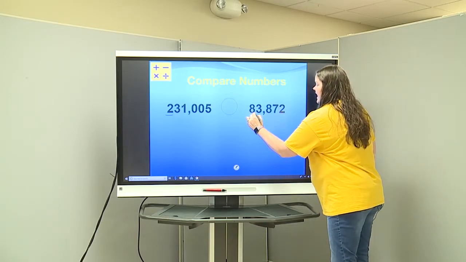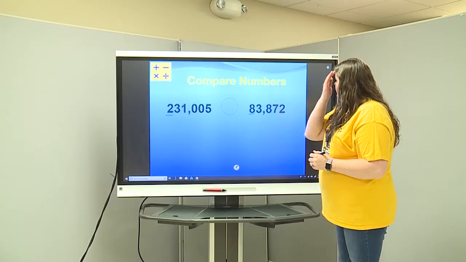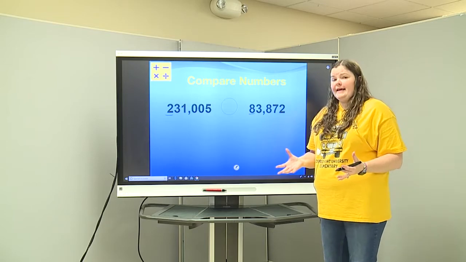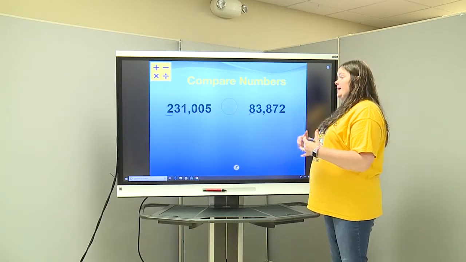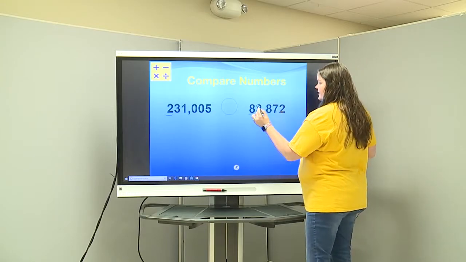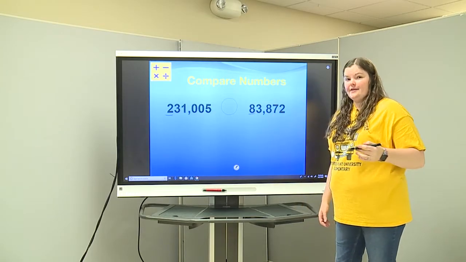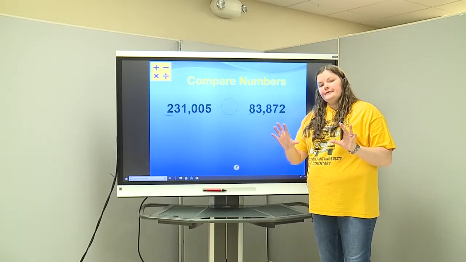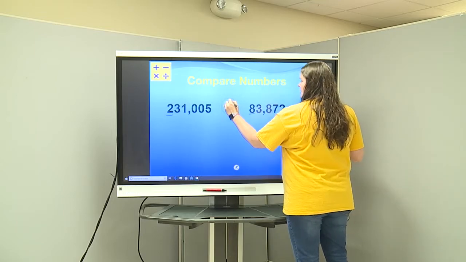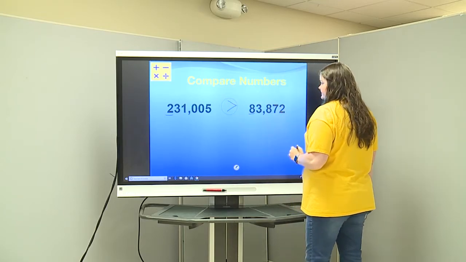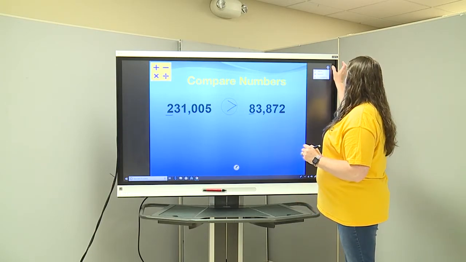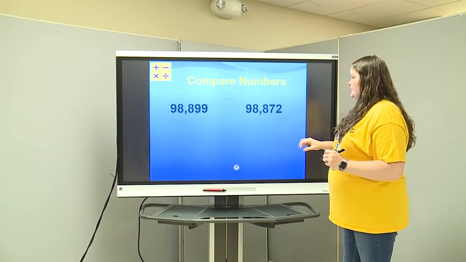Then I only have 8 over here. But if you look at this real quickly, you might think that the 8 is larger than the 2. Well, the 8 is larger than the 2, but the 2 is in the hundred thousands place. The 8 is only in the 10,000s place. So they're in different place values. So this particular answer is going to be 231,005 is greater than 83,872.